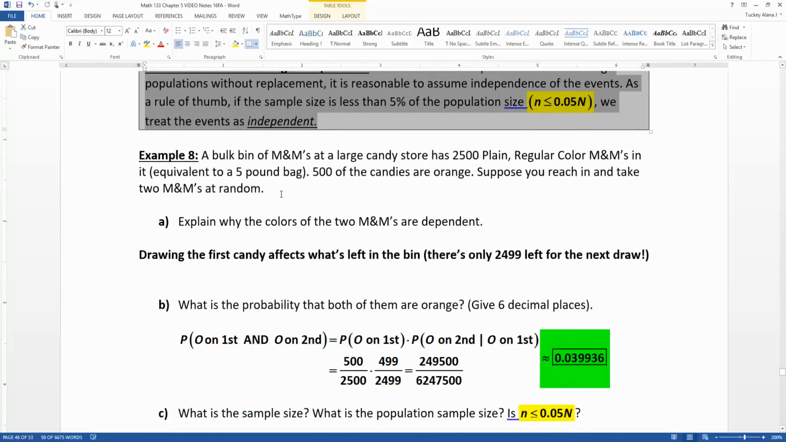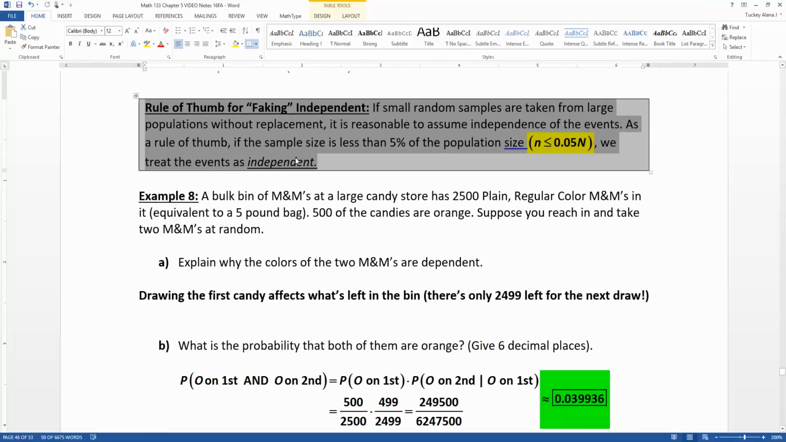Now remember this when it comes back in section 8.2, because it will come back.